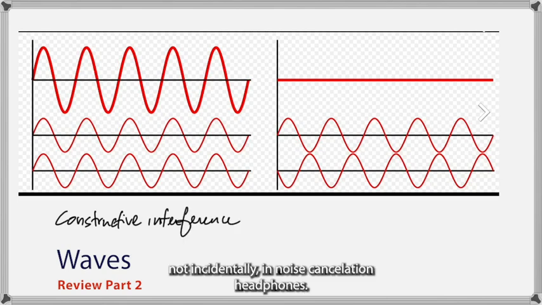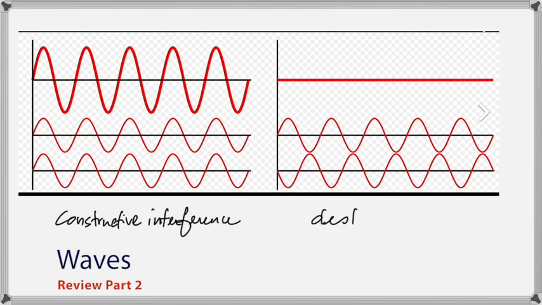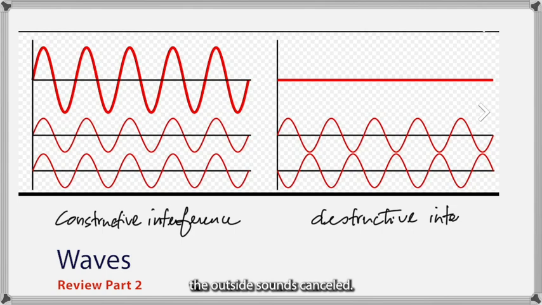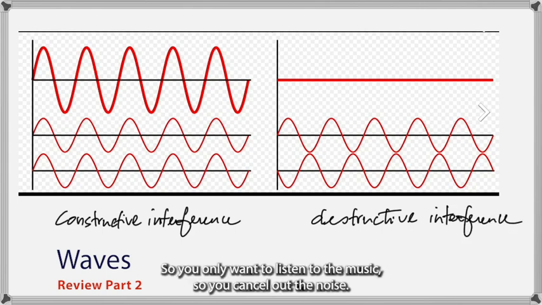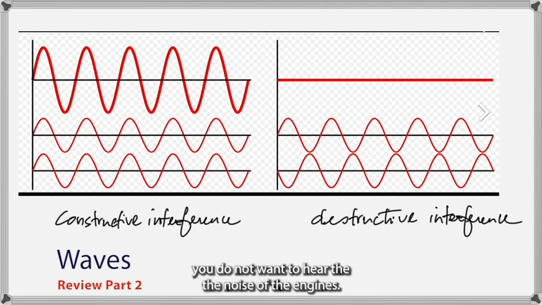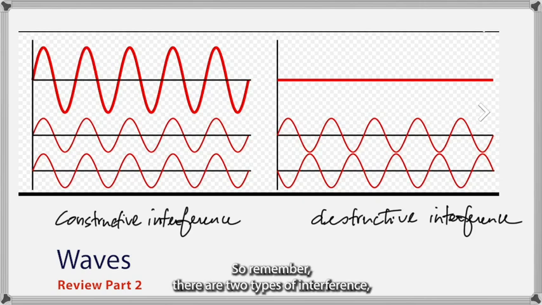Now, incidentally, in noise cancellation headphones, this is what is used to keep the outside sounds cancelled. So you only want to listen to the music, so you cancel out the noise, the outside sounds. Like when you're listening to music in an airplane, you do not want to hear the noise of the engines, so that's cancelled out. So remember, there are two types of interference, constructive and destructive.